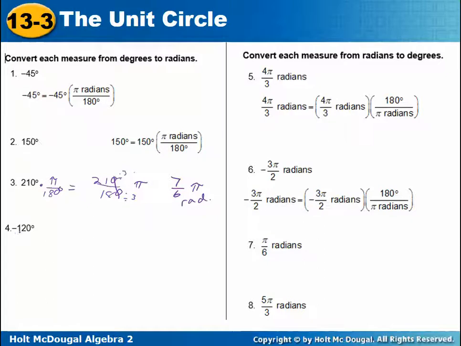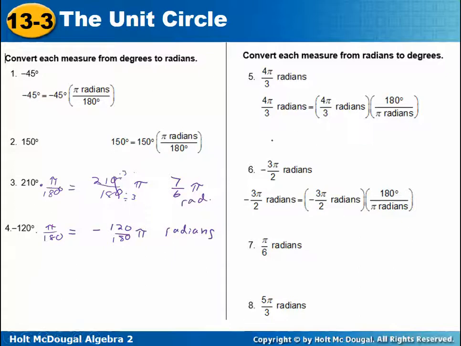And number 4 has a negative 120, so make sure that when you multiply by pi over 180 that your answer will be negative. And then figure out what 120 over 180 is, and then put the pi. Don't forget the pi or it's wrong, and that'll be radians. You still need to simplify this one. You could divide both of them by 60, yeah, 60 would work.